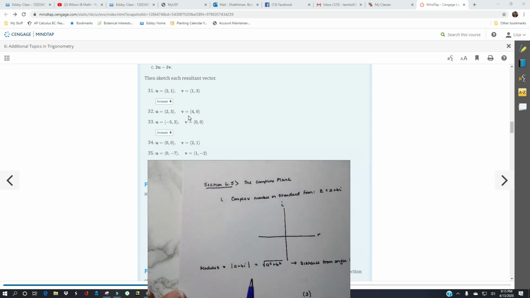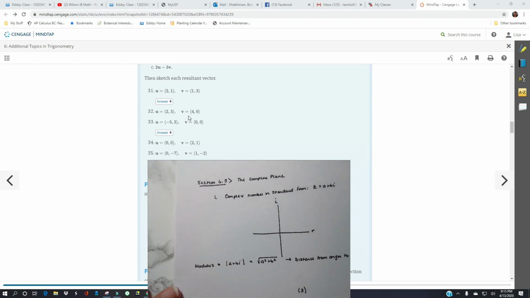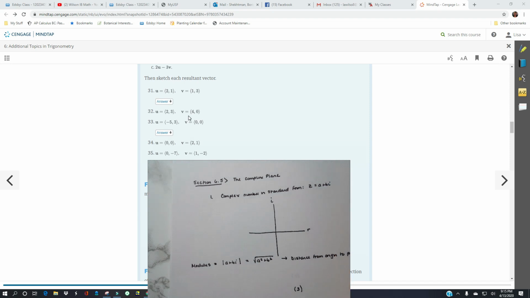The complex plane. Remember, we have complex numbers that are represented as z equals a plus bi, and that's called a complex number in standard form. A is the real part of the number, and b is the imaginary part of the number. In the plane, you remember this as x, y, right?